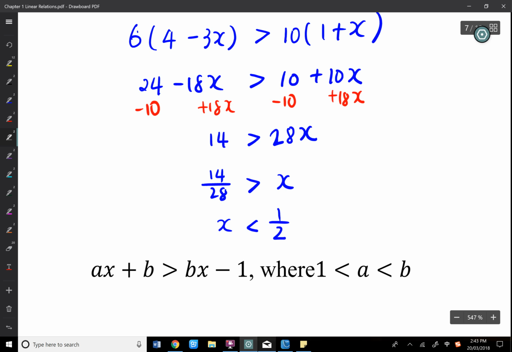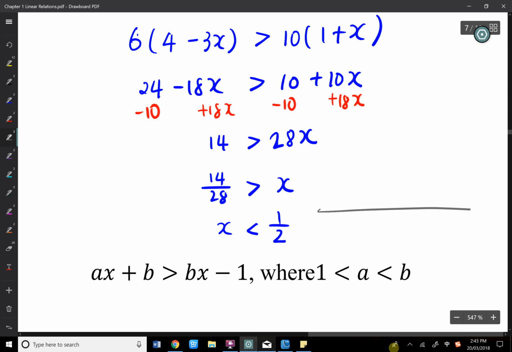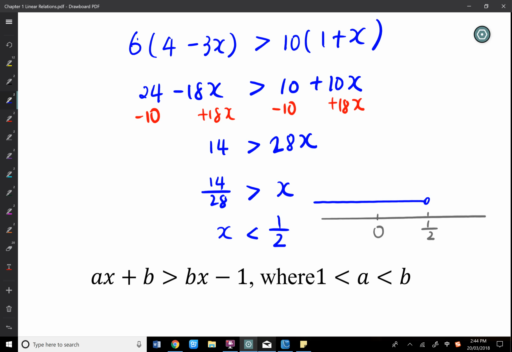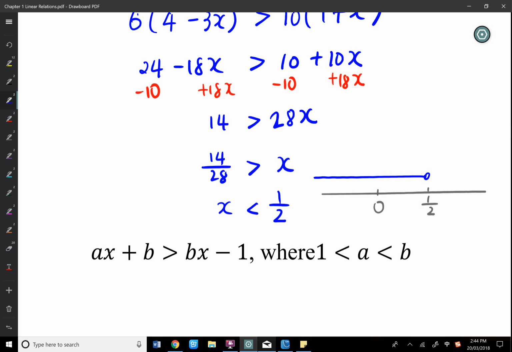So if you sketch this on the number line, x is less than half, but it can't take a half, so it will be an open circle on the end point. It can be a little bit smaller than a half, but it is not going to take the value of a half. Like a half, you can't take a half because x is less than a half. X is not going to equal a half.